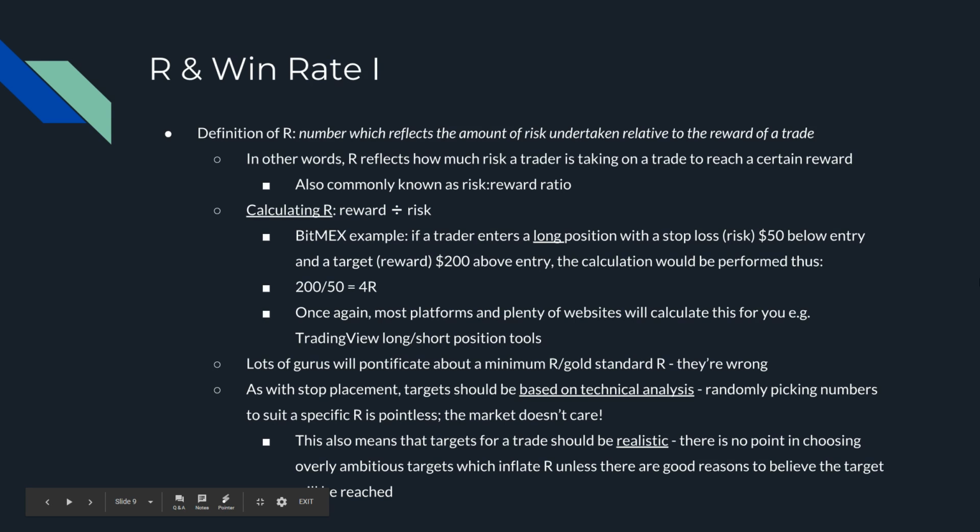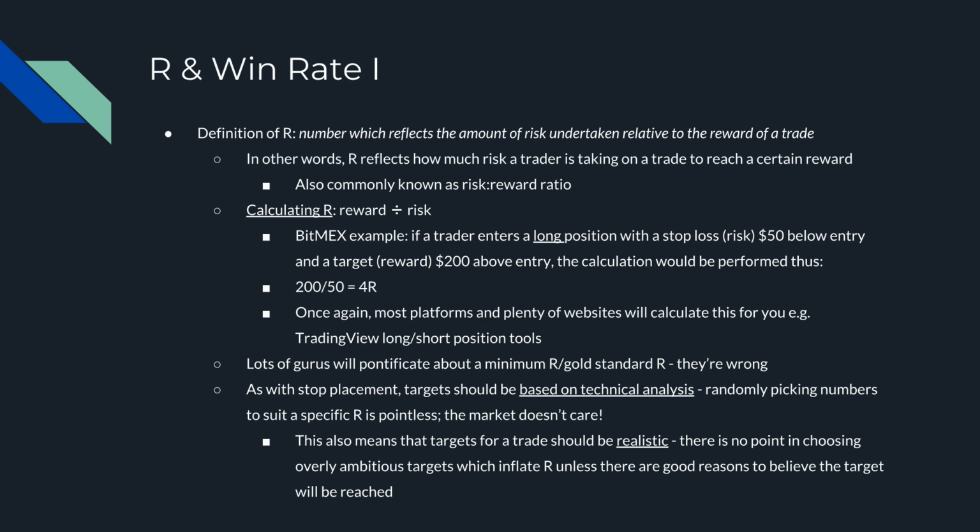So, lots of gurus will pontificate about a minimum R or gold standard R. Sort of, you cannot take a trade unless it is at least 2 to 1, or 2R in this case. Or the minimum you should take is this, the maximum is this, and so on. That's all nonsense. I am yet to hear a very persuasive argument for some sort of minimum or maximum, barring really absurd numbers. As long as you're being reasonable about it, as we'll see in the next slide, depending on your win rate, there's no fixed R or fixed R minimum that you have to stick to, certainly not if you are unaware of your win rate, which we will come to in a second.